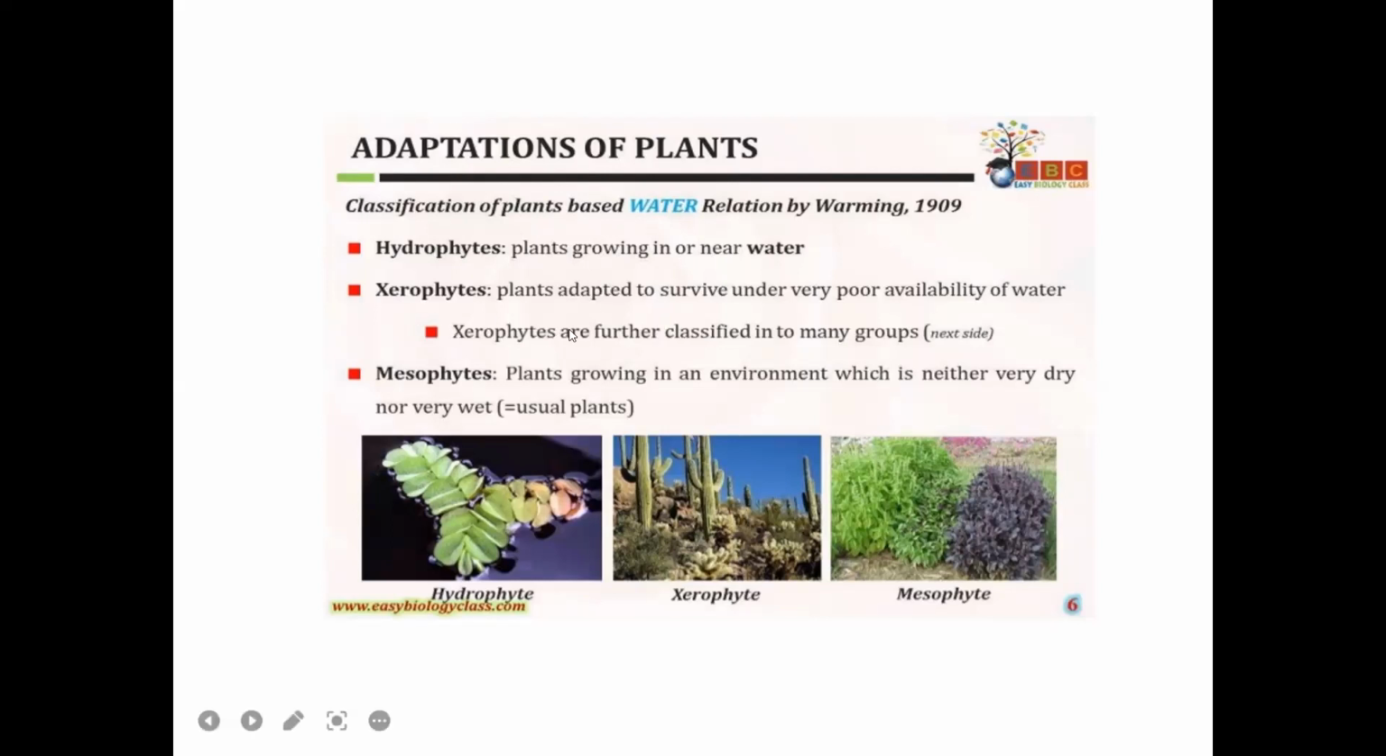Next one is the xerophytes. Xerophytes are the plants adapted to survive under very poor availability of water.